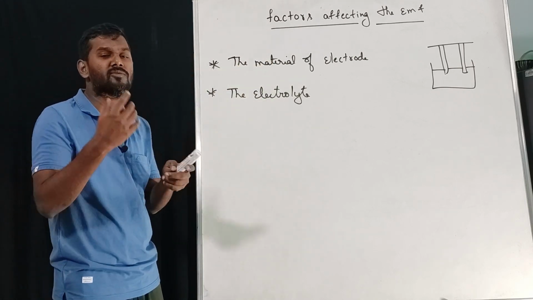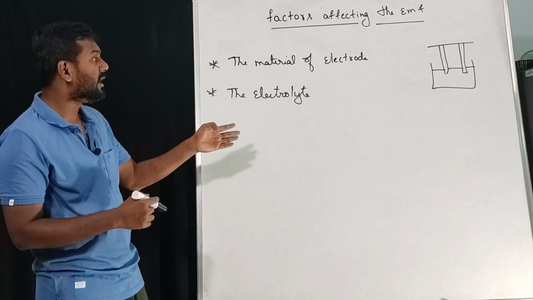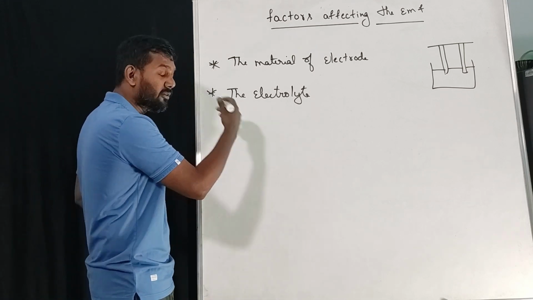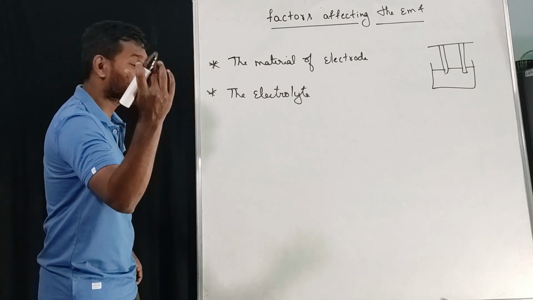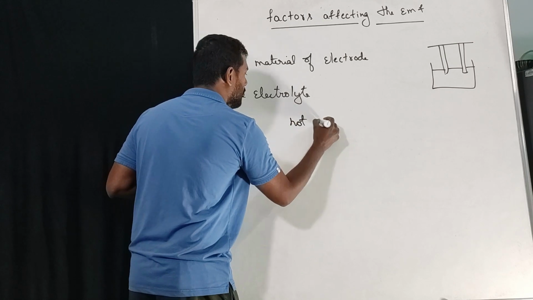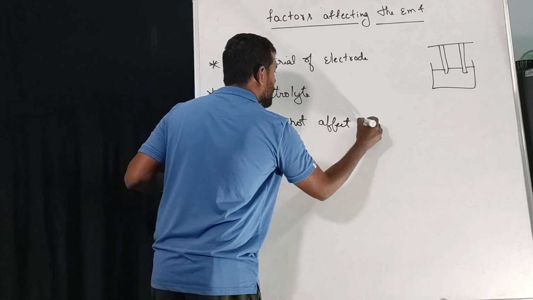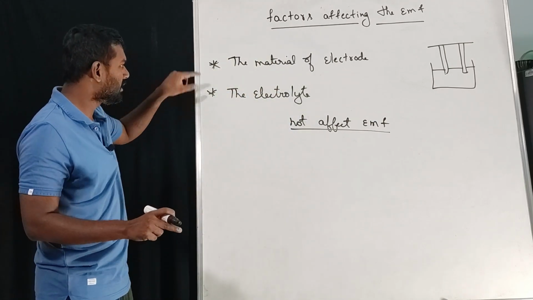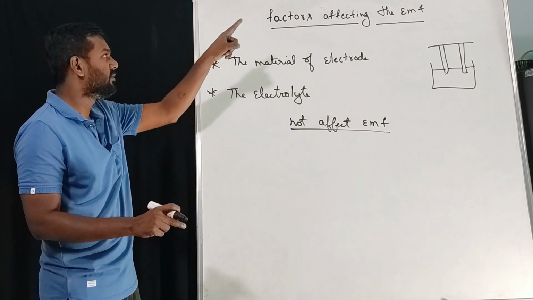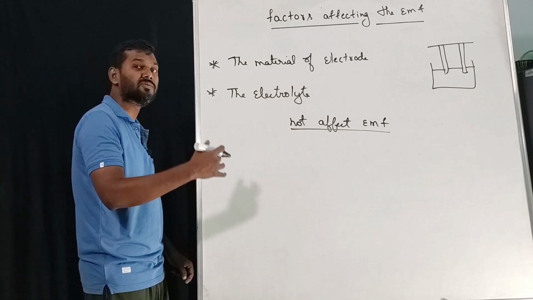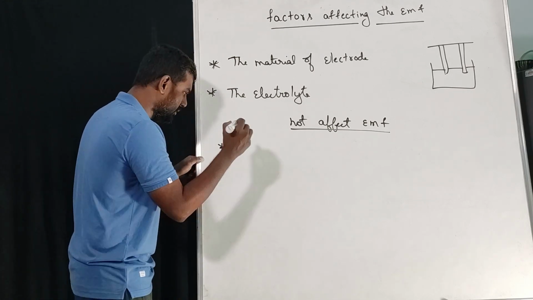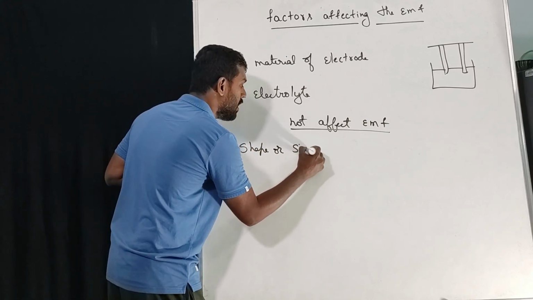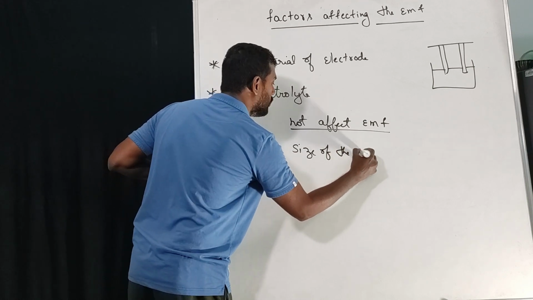There will be some confusion among the students, right? They will write a few other factors also, so we need to know what factors will not affect EMF. These are the only two factors which will affect EMF. Then what are the factors that will not affect EMF? The first one will be the shape or size of the electrode.